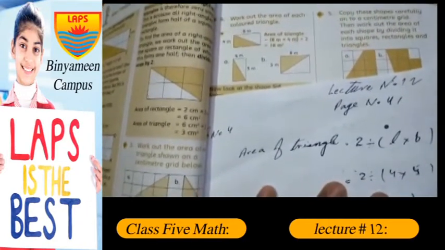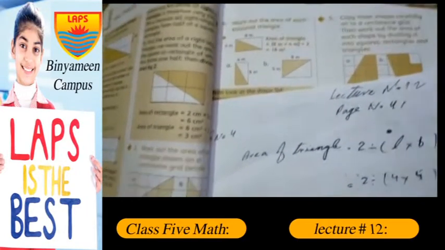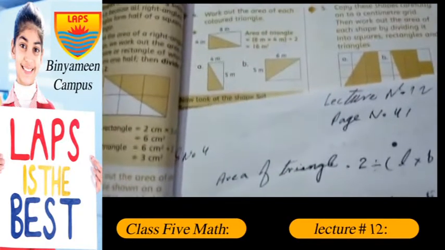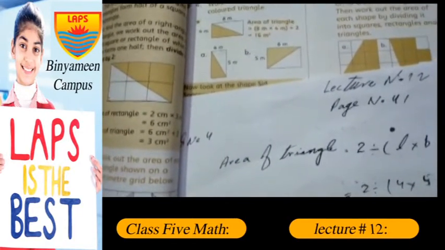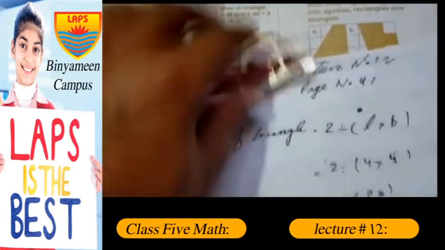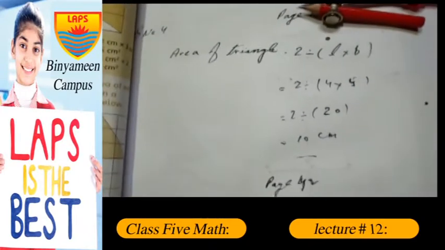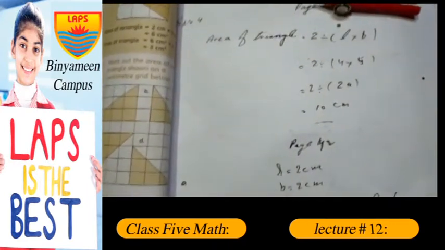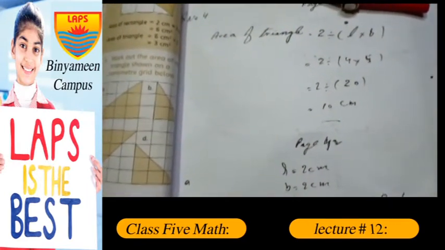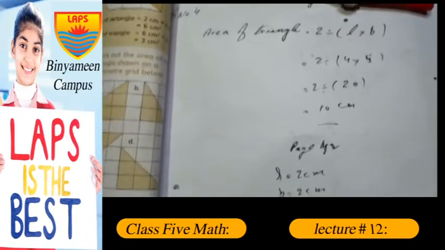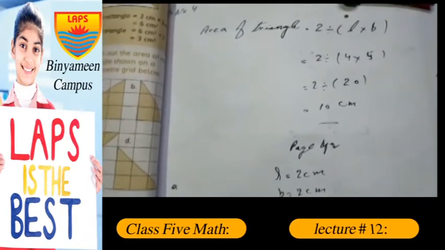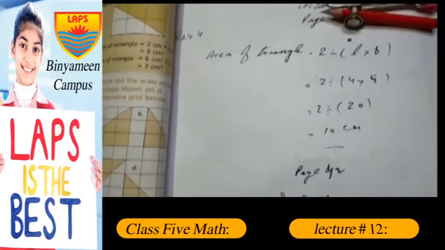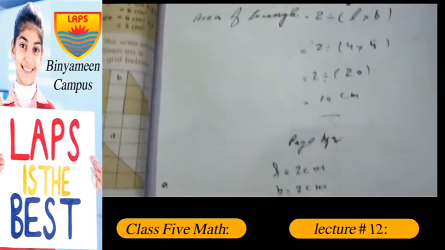Okay. Then part A, done for you. In part A, the length is 4 meter and the breadth is 5 meter. Area of triangle is equal to 1/2 multiplied by L multiplied by B, where L is length and B is breadth. 4 multiplied by 5, we get the answer 20, then 20 divided by 2, we get the answer 10 centimeter.